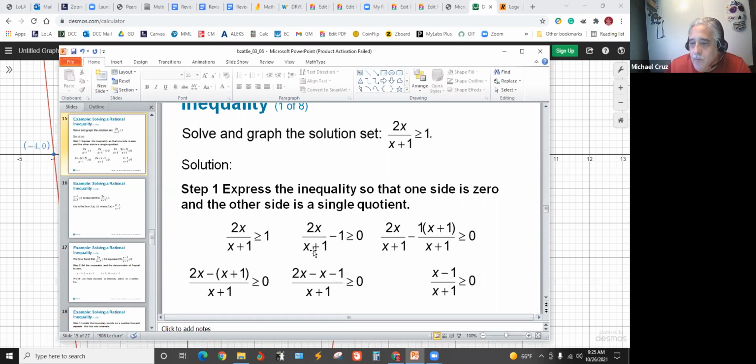All right. So we're right here at this point. So this is not one single rational expression. It's two terms. So what we've got to do is give this one the same denominator of x plus 1 that this one has. All right.